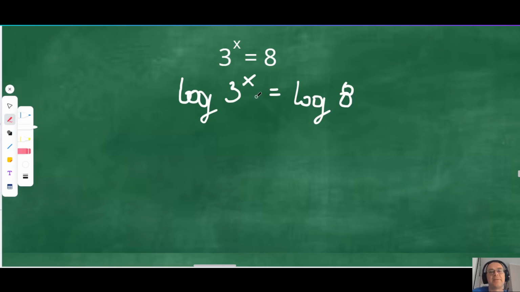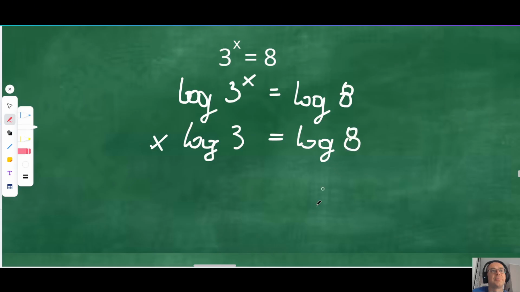We can proceed with this expression as follows. We can put the power of this logarithm before the logarithm. And that's exactly what I'm going to do. From now on, we have x times the logarithm of 3 equals the logarithm of 8. So, for now, there's a multiplication between x and the logarithm. To calculate x, simply divide both sides by the logarithm of 3. Then we get x equals the logarithm of 8 divided by the logarithm of 3.